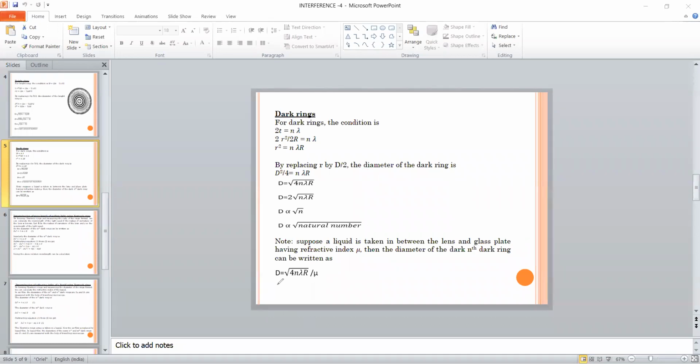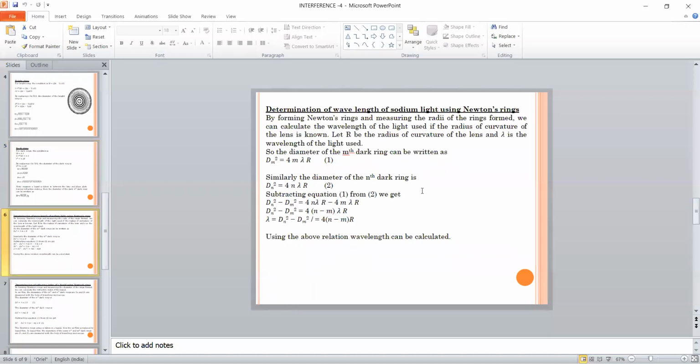Now, this is the final formula for the diameter of the dark ring in case of air as a medium. This formula we use in the application. Just remember it. These two formulas are important. Now, we discuss the applications. The applications of Newton's rings: the first one is determination of wavelength of the sodium light using Newton's rings.